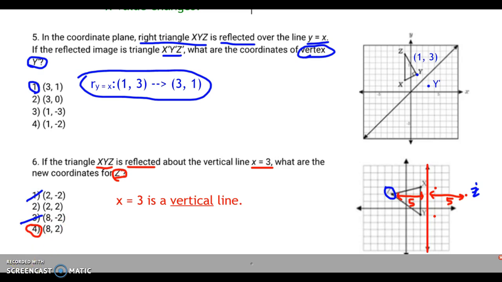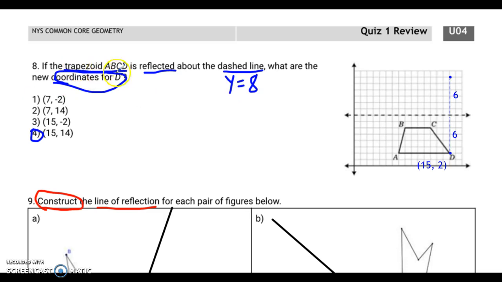So here we go. Take a look at the next page. Question number 8, if the trapezoid is reflected across the dashed line, we did the same thing that we did for the previous problem.